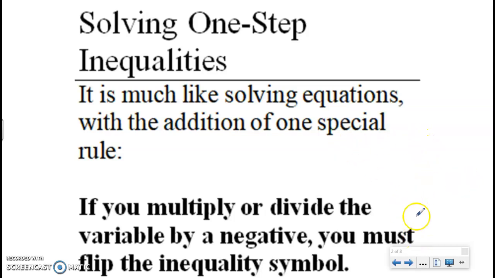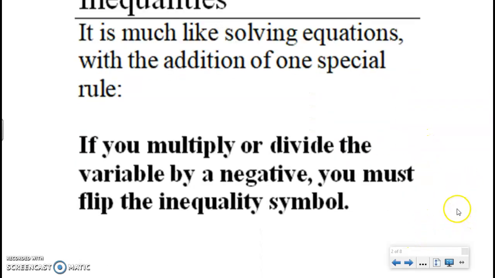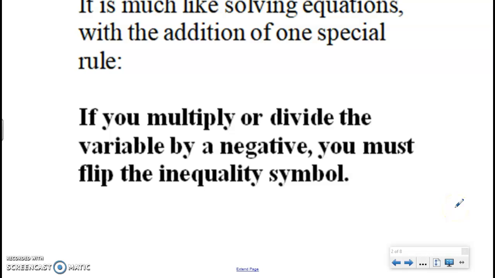Solving one-step inequalities is much like solving equations with the addition of one special rule. If you multiply or divide the variable by a negative, you must flip the inequality symbol. And what I usually say is if you multiply or divide both sides of the inequality by a negative, then you must flip the inequality symbol.